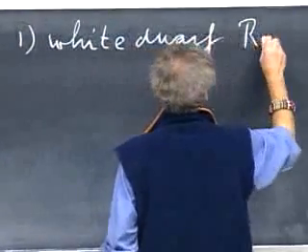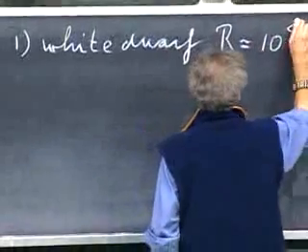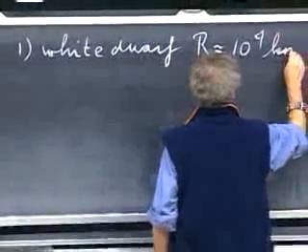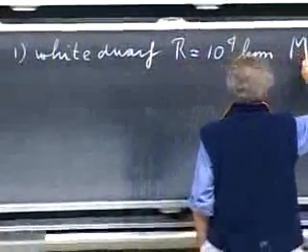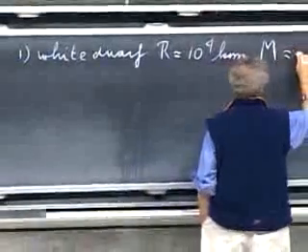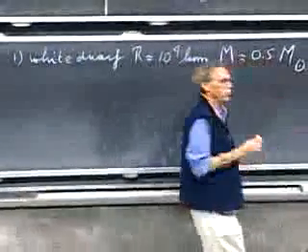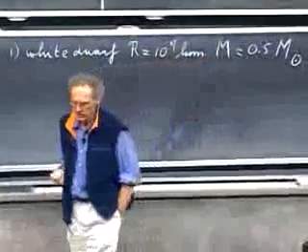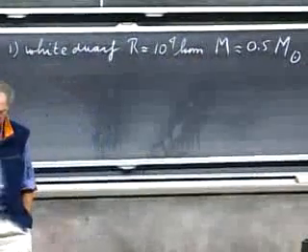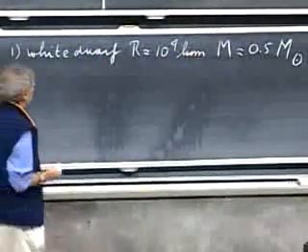It has a radius approximately the same as the Earth, some 10,000 kilometers. And the mass of a white dwarf, there's a whole range of them, but a typical number, say, is half the mass of the Sun. So that's one possible end product. This will be the fate of our Sun, by the way. The density of such an object is quite high.